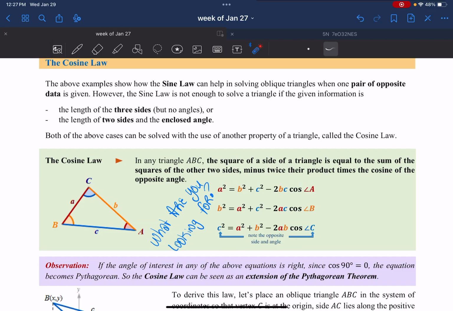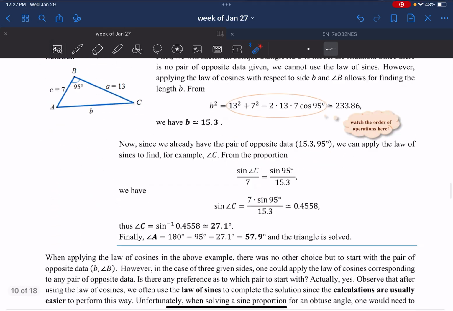Understand that these formulas are all exactly the same, except we just swap out letter positions. So here, if we are looking for B, you see it just swaps with the A, and that's it. The same thing goes on for C as well. So let's see this in action.